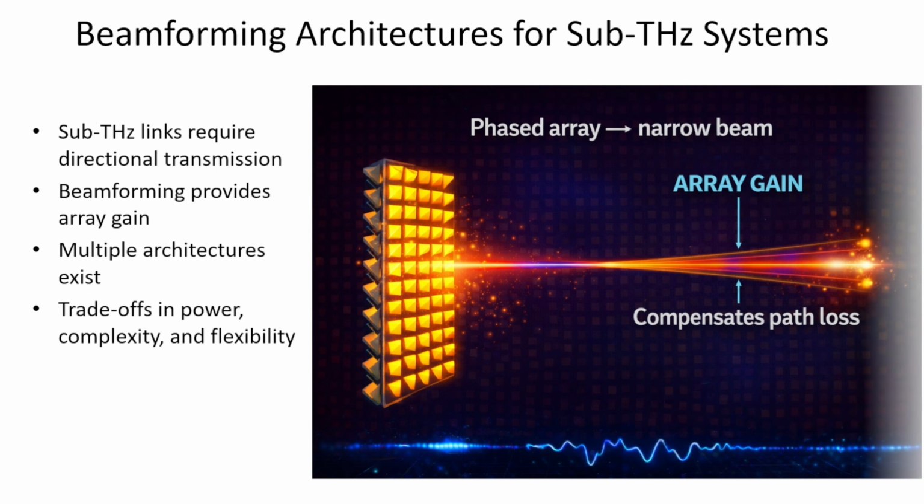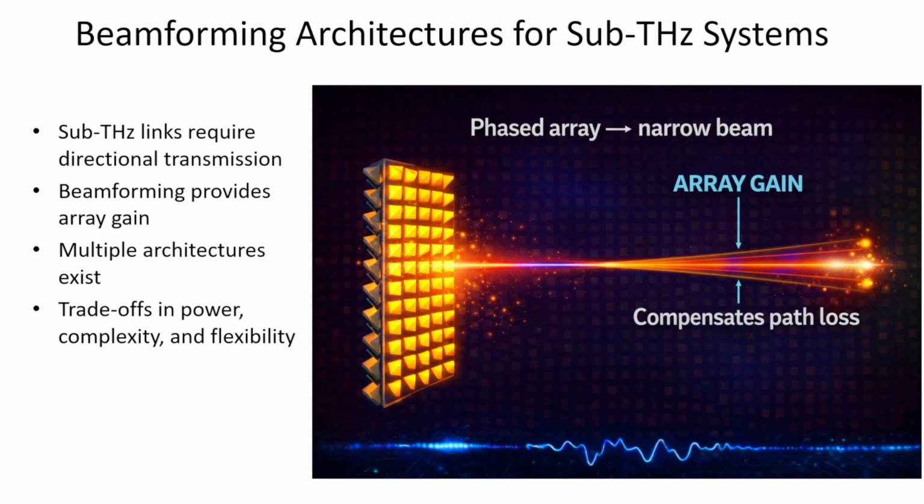The answer is beamforming. By combining signals from many antennas, we can create highly directional beams that focus energy toward the receiver. But there are multiple ways to implement beamforming, and each architecture has different trade-offs. In this episode, we'll explore the three main beamforming architectures used in sub-THz systems.